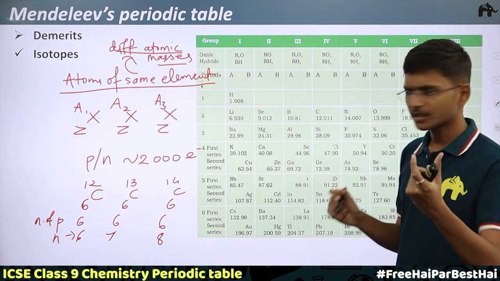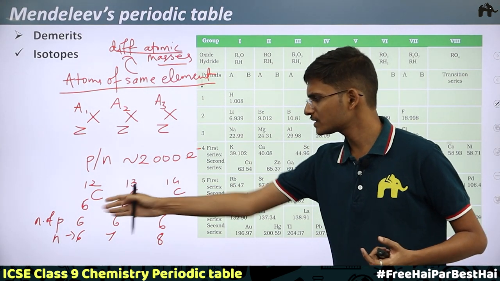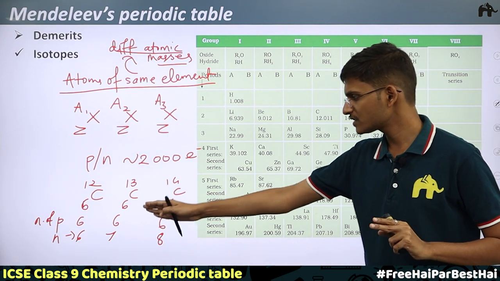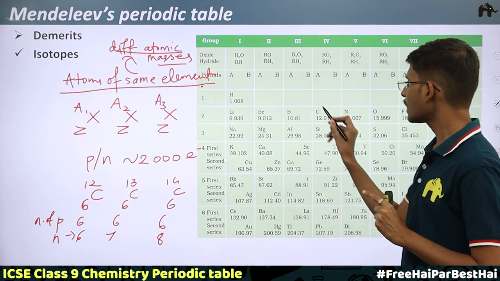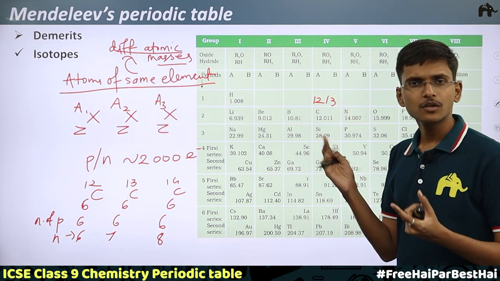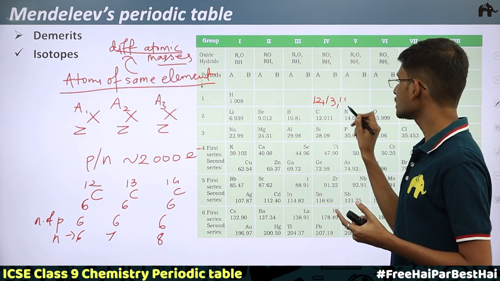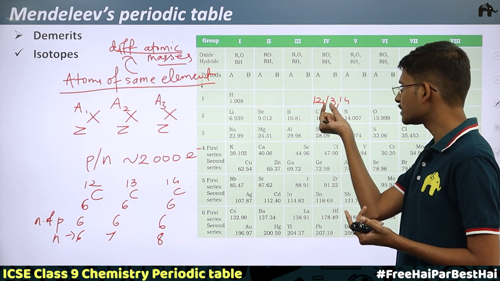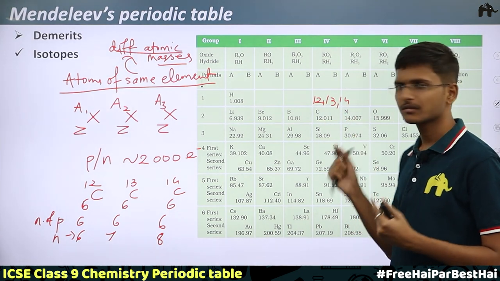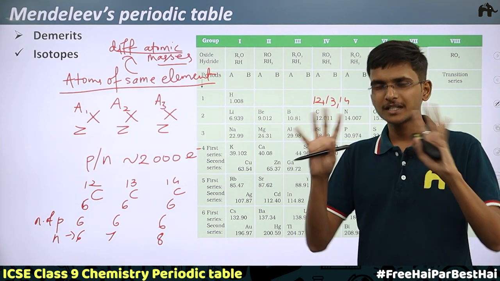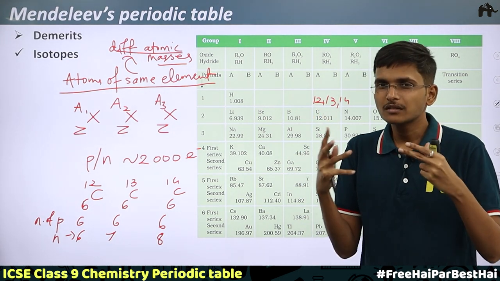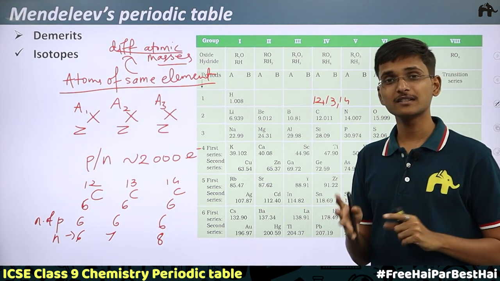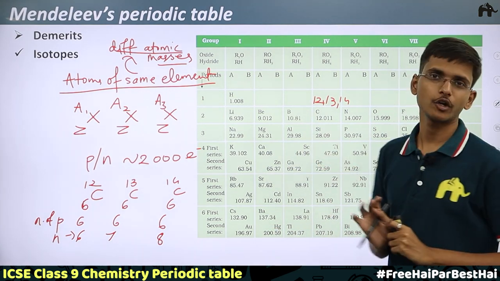Suppose, for example, in the case of carbon, this 12C6 carbon atom's atomic mass is 12, but 13C6 carbon's atomic mass is 13. So how can I give atoms having different atomic masses the same position? Then I would need to specify that the atomic mass here is 12, 13 as well as 14. But that wasn't a practical approach, or the perfect solution for this problem. So that's the reason we couldn't place isotopes in Mendeleev's periodic table.